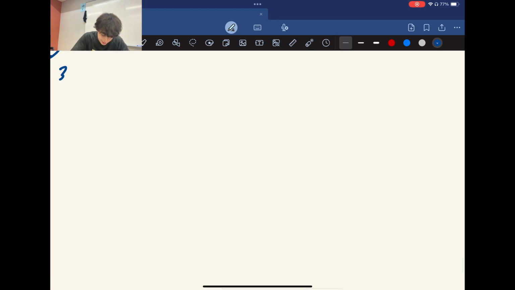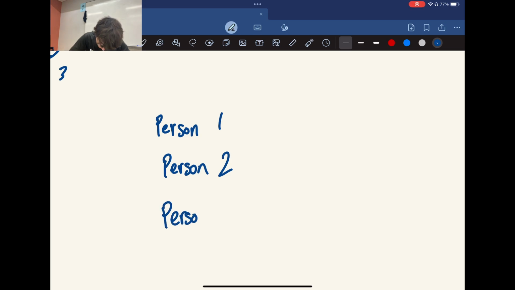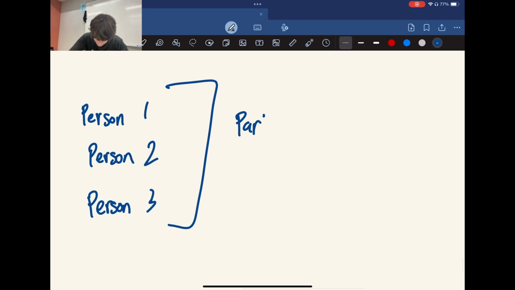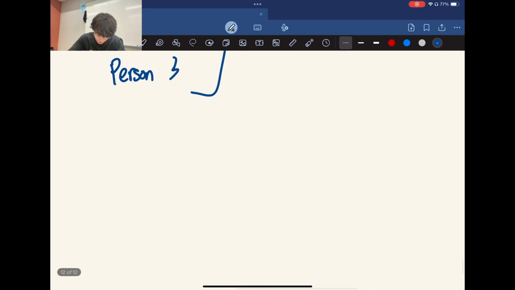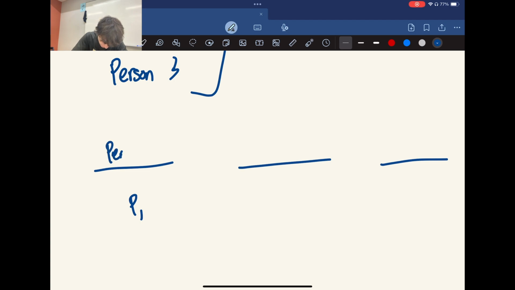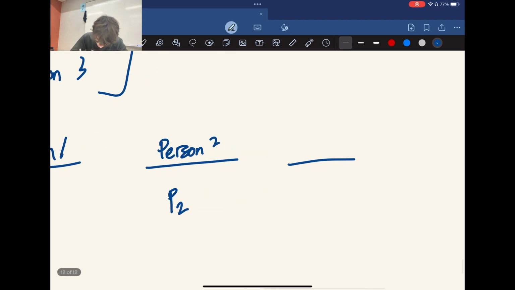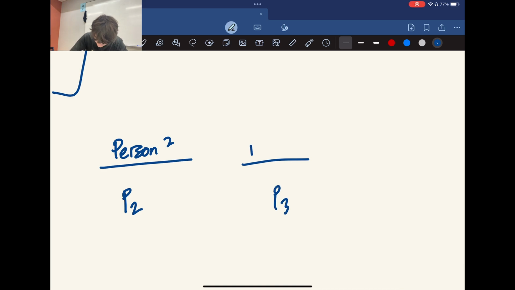So let's say we have person 1, person 2, and person 3. And these people are part of the set of 10 people who applied. And let's say that we allot the positions to these 3 people. Position 1 is given to person 1. Position 2 is given to person 2. And position 3 is given to person 3.